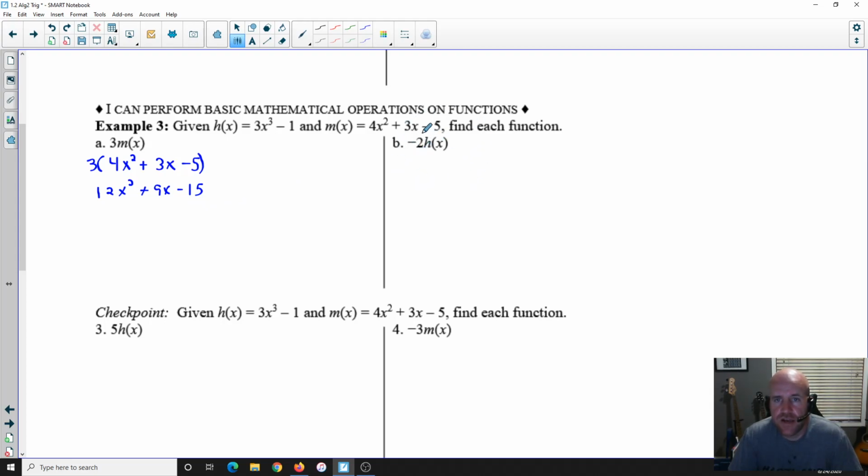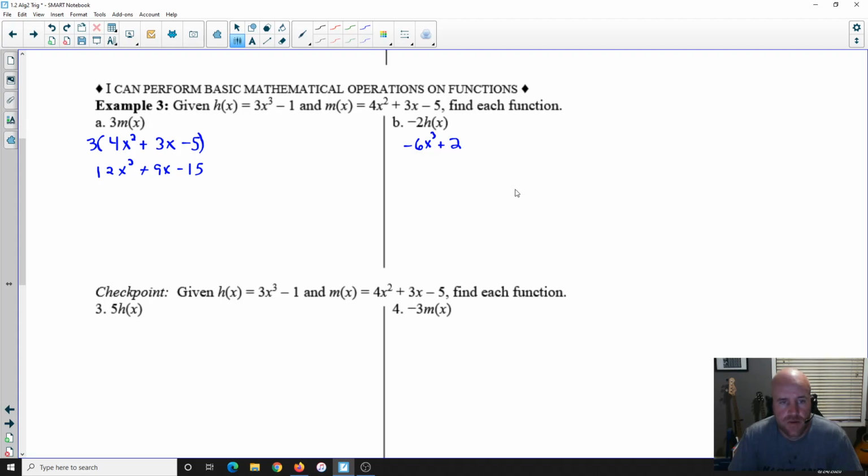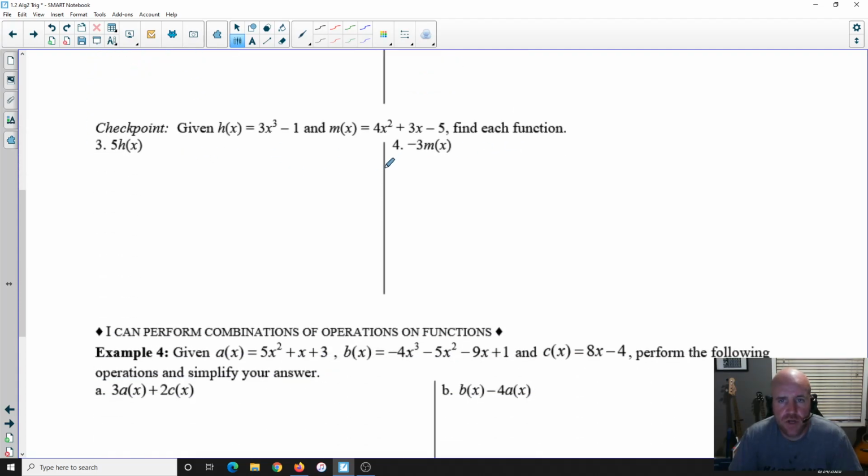In B, we have a negative 2 as a scalar, and we're multiplying h. So we can skip that first step if you want. We're going to multiply negative 2 into all the terms of function h, which there's only 2 of them. So negative 2 times 3x cubed is going to give us a negative 6x cubed. Negative 2 times negative 1 is a positive 2, and that's our function. So we'll go ahead and pause, do the checkpoints, and I'll go over them.